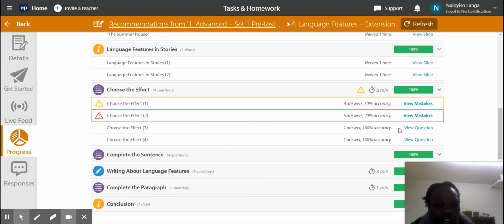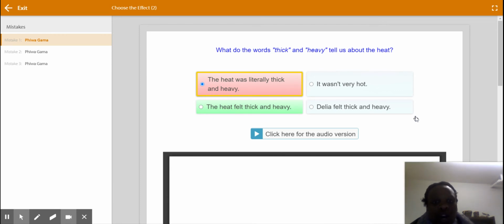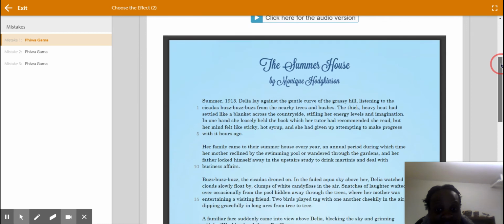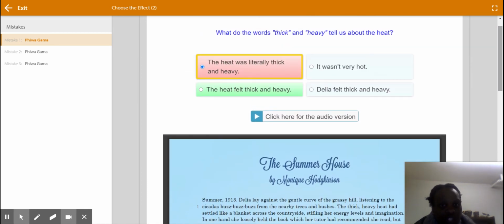And then if we're looking at the next one, also an effect one. What does the word thick and heavy tell us about the heat? Here again, please make sure they give you this on purpose. If you even want to click the audio and listen to the audio, okay? Don't ever take it for granted that you read an extract one time and you're going to remember everything. Read it more than once. Even when they talk about thick and heavy, find it in the extract. Where is it in the extract? Read that section again before you answer the question, okay?